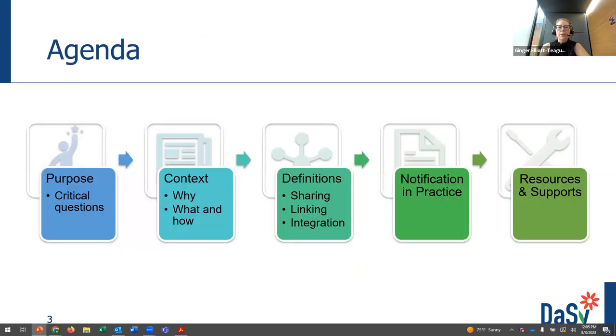So what are we going to do? We're going to start with a brief discussion of the purpose of the webinar, addressing some critical questions and important topics, the context, why this is important, what and how notification is done, what it looks like and why it's important. Then we're going to jump into the data parts and think about what sharing, linking, and integration mean and provide some examples of that, both in notification, in practice, and then with some other types of data sharing, linking and integration examples to give you a sense of what that might look like broadly, and then share some information about resources and supports after we hear directly from Susan in Alaska. She's going to share what's going on in her state with notification to give you a sense of what it looks like in practice in her state.